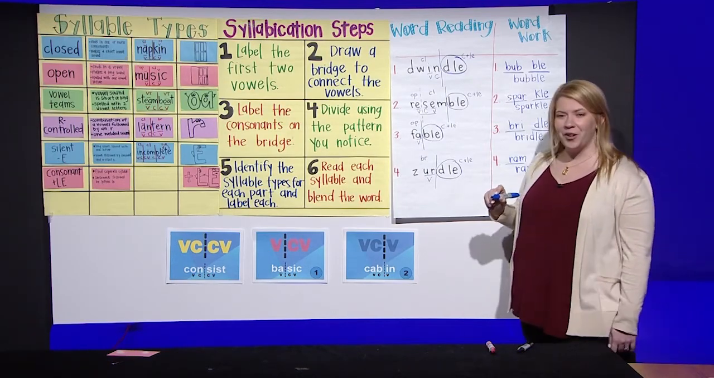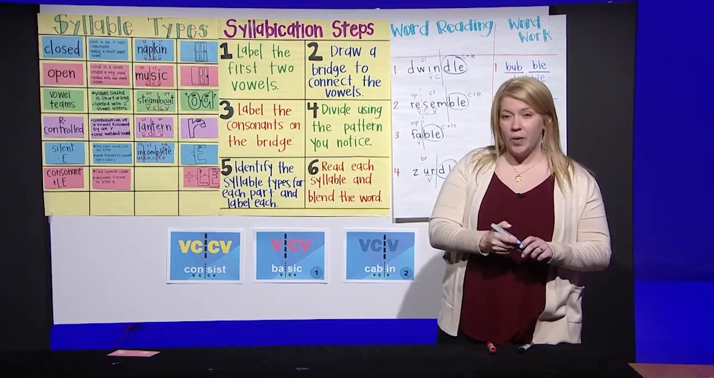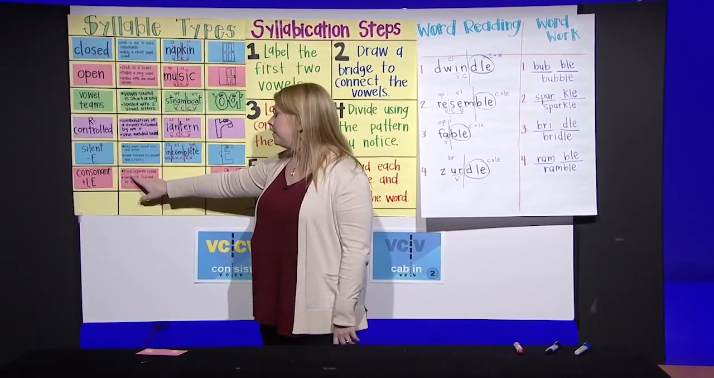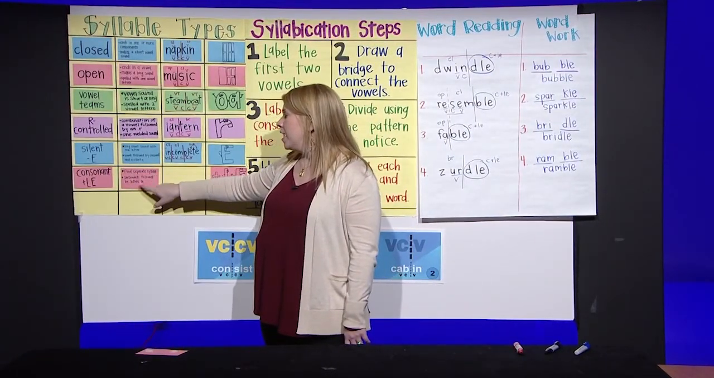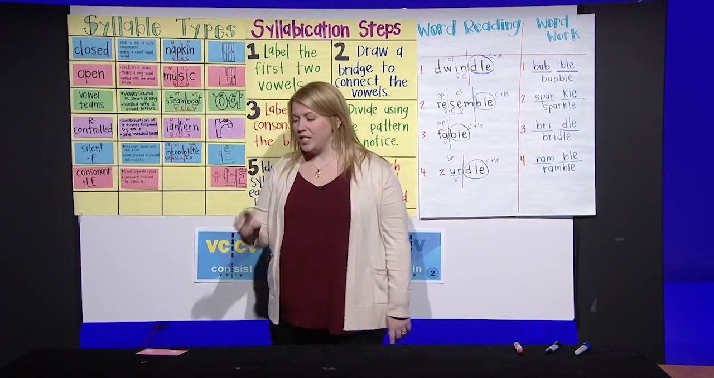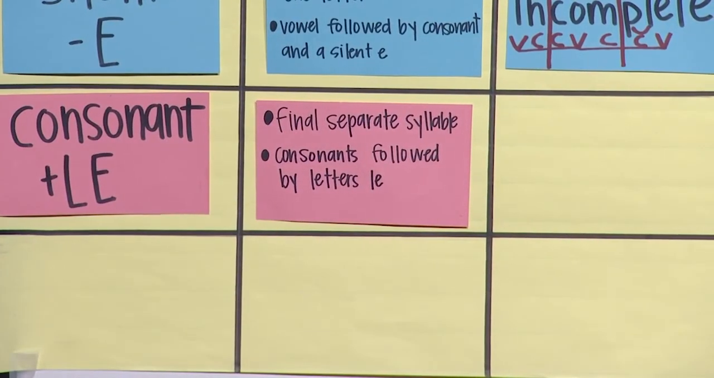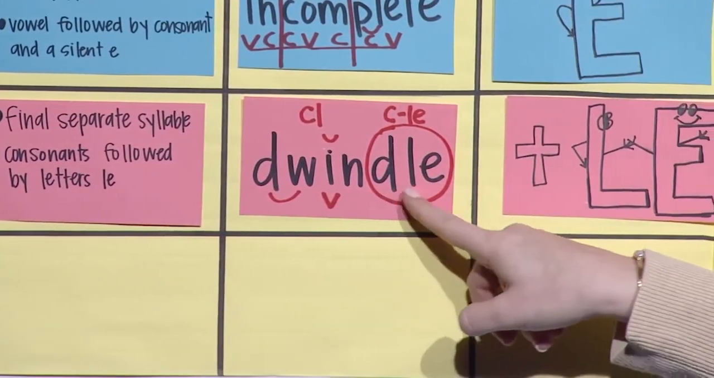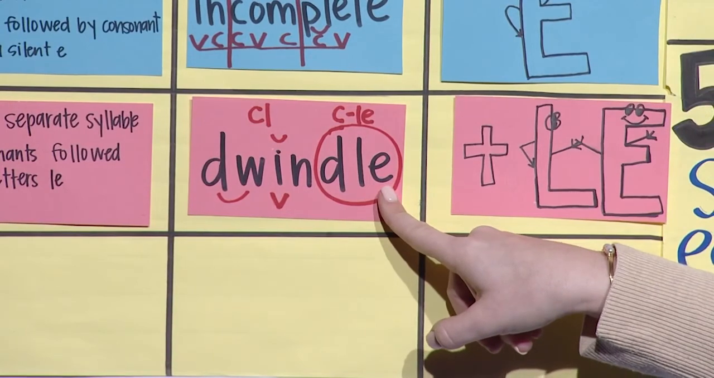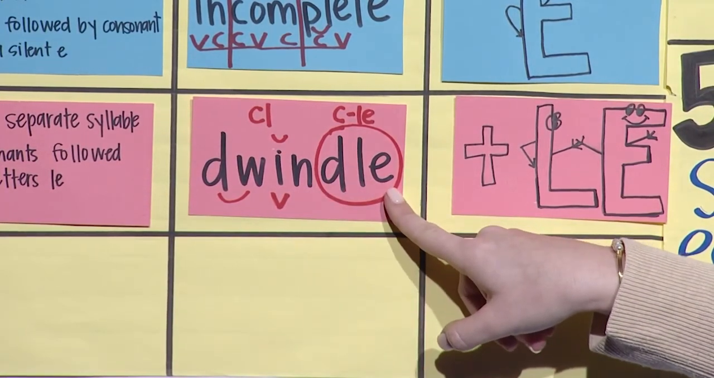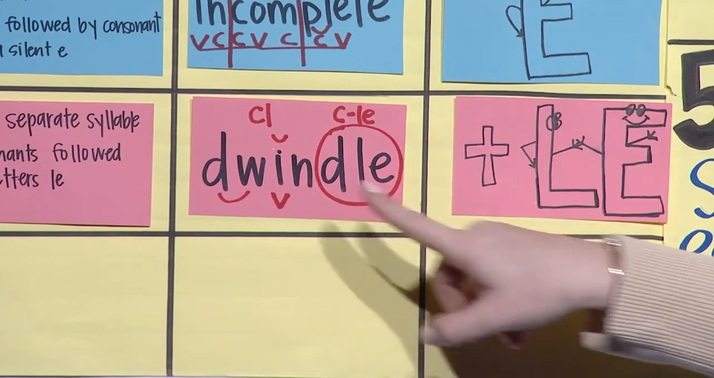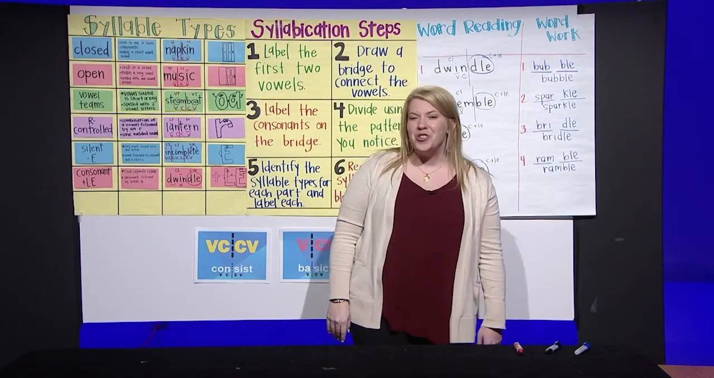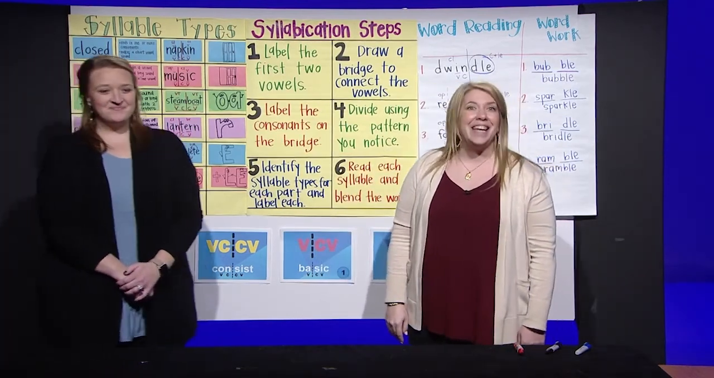Great job, boys and girls. Let's review really quickly. So a consonant LE syllable is a final separate syllable, and the consonant is followed by the letters LE. Let's add our first word, dwindle, so we can remember that. We circled our consonant LE because this is a final separate syllable, and we worked through the first part. Remember, our LE, they stick together. I can't wait to apply our new knowledge next time when reading a text.